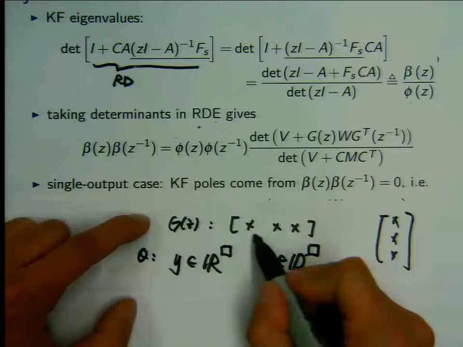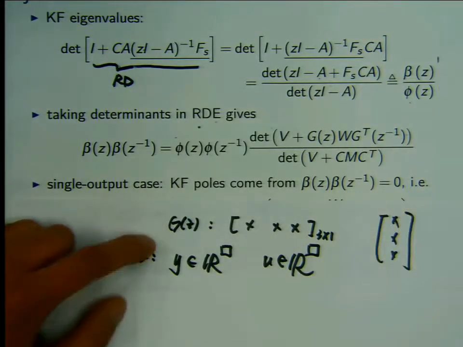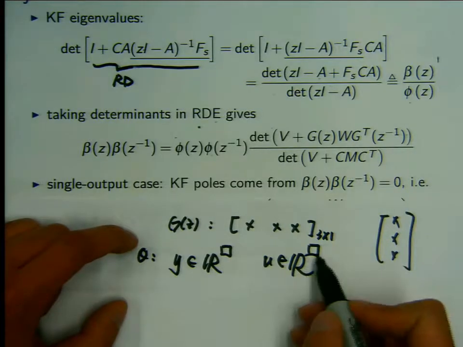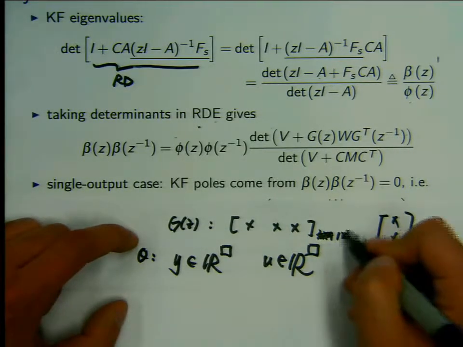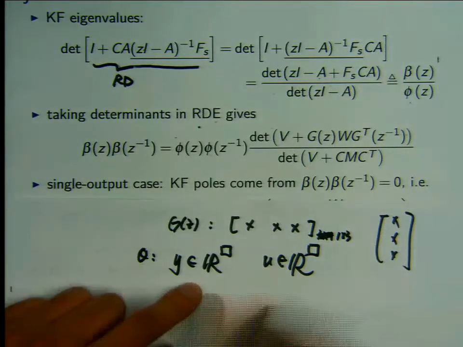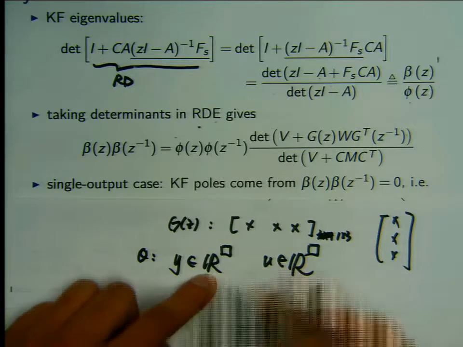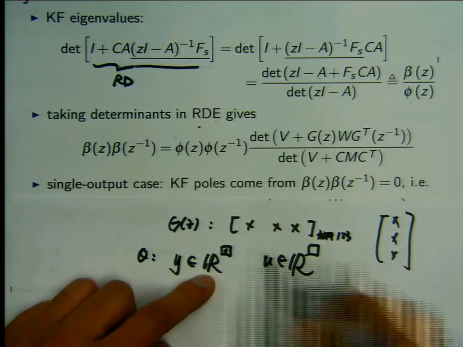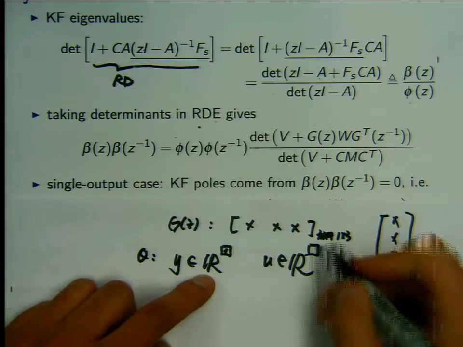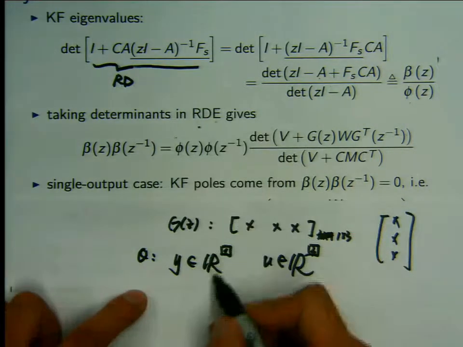Let's say this is a 3 by 1 matrix, transfer function matrix. 1 by 3. 1 by 3. What are the dimensions of the input and output? Y should be a single output, so it's 1. And I should have 3 inputs. Okay?